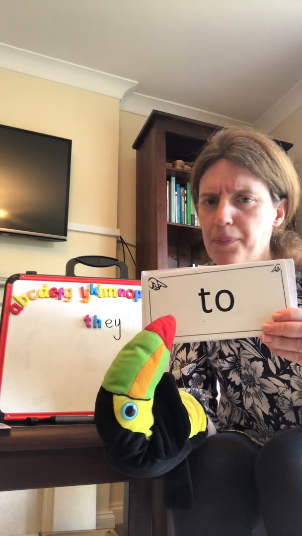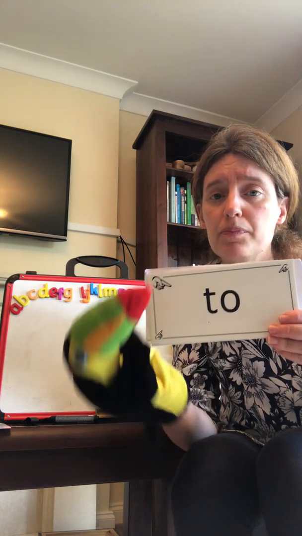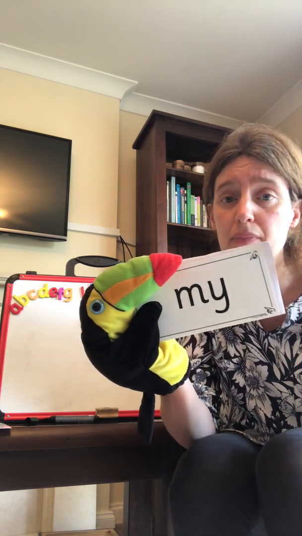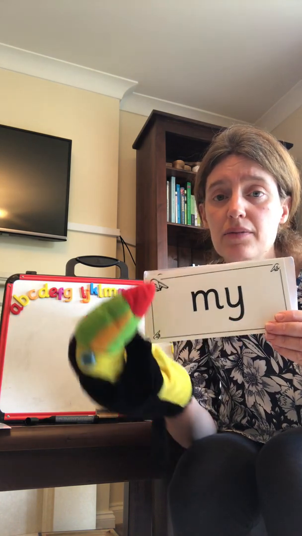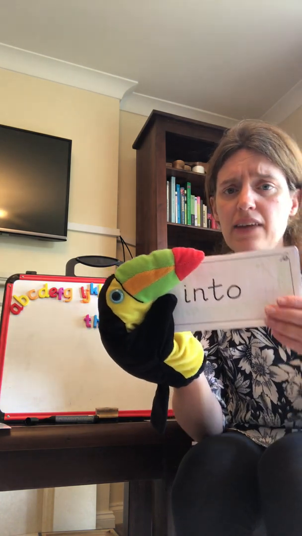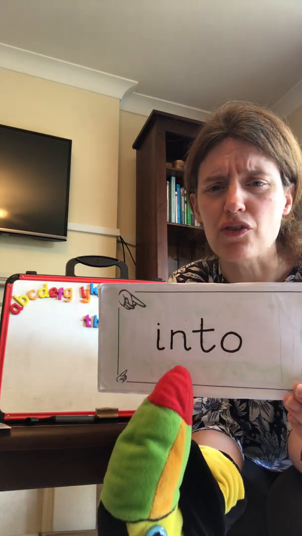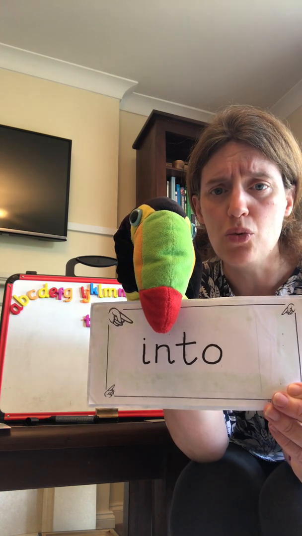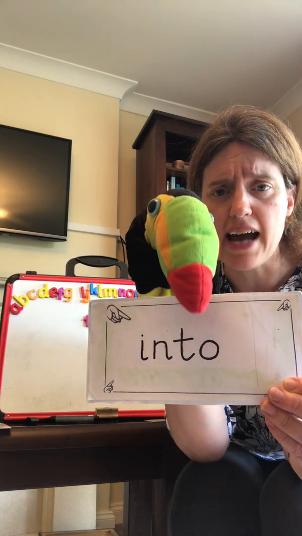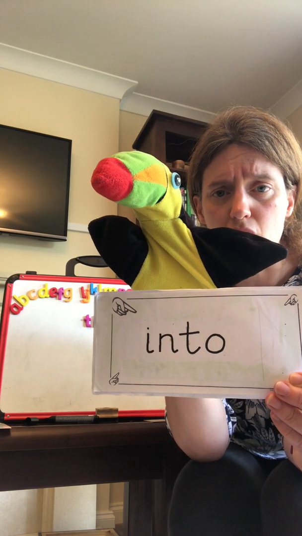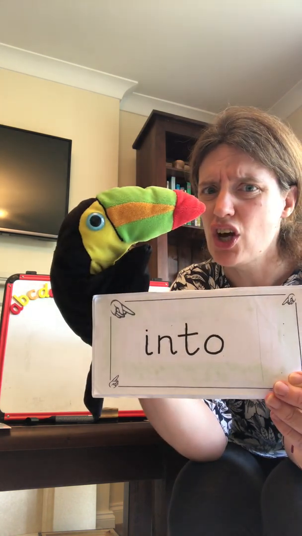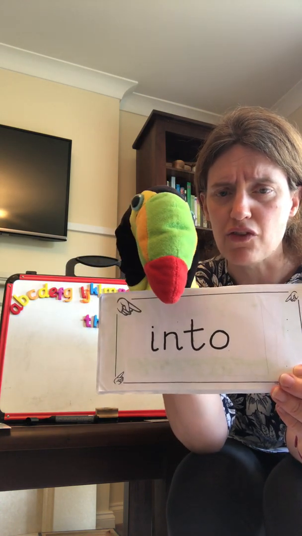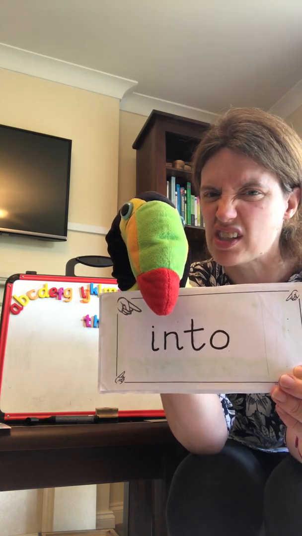Does this rhyme? No. To. He. My. And the last one is sort of a tricky word, Tricky Toucan, but it has a little word at the beginning which we know, and it has a tricky word at the end. Tricky Toucan can't believe it. So it has a sounding out word in it and a tricky word. Let's see if we can do the first bit for Tricky Toucan because he's not very good at sounding out.